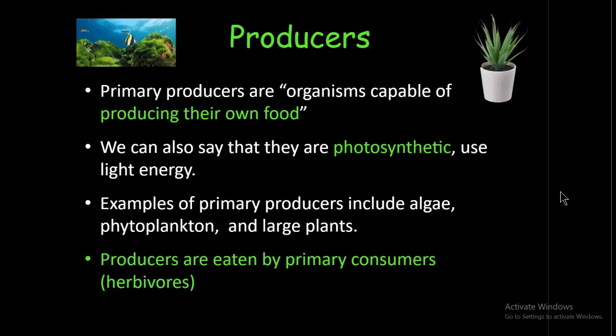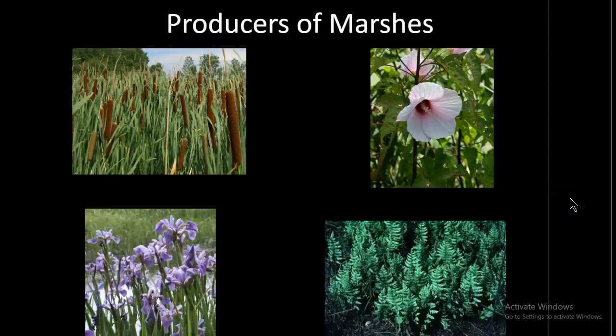If this is going too fast, you can always stop it and catch up. Oh God, it goes so fast. So here are some examples of producers from the marshes, so you often see these plants. I love these, they're so pretty. In wetlands, and here's our hibiscus, which we see all over Texas, and same with this one here. And here are ferns. So these are just examples of different producers.